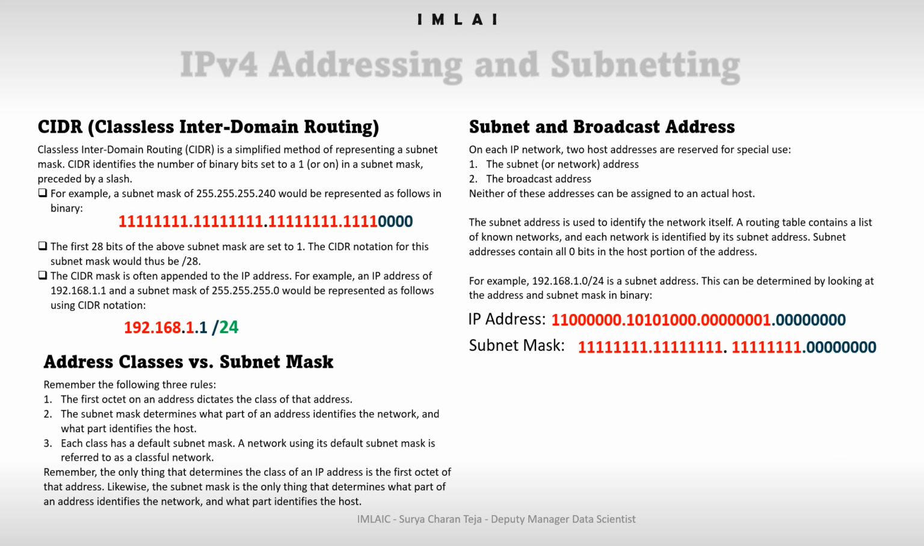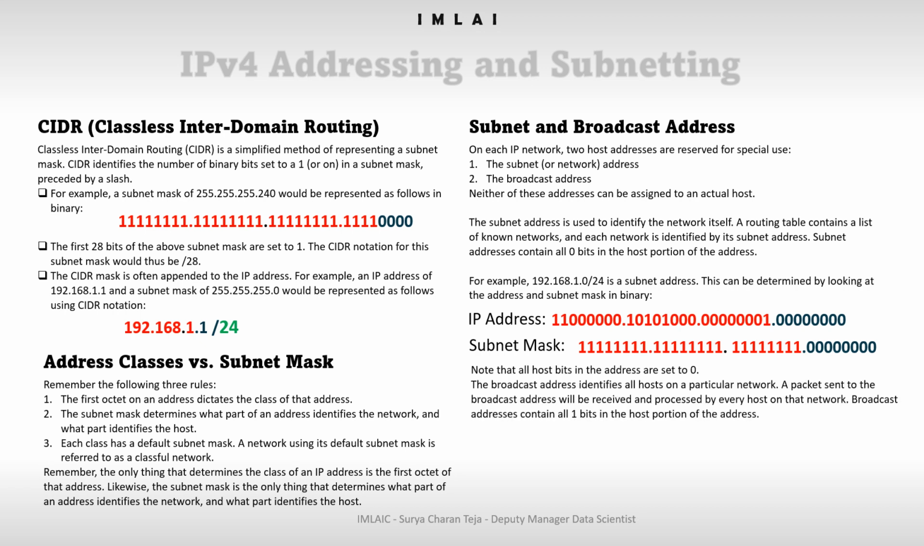The broadcast address identifies all hosts on a particular network. A packet sent to the broadcast address will be received and processed by every host on that network. Broadcast addresses contain all 1 bits in the host portion of the address. For example, 192.168.1.255/24 is a broadcast address. Note that all host bits are set to 1.